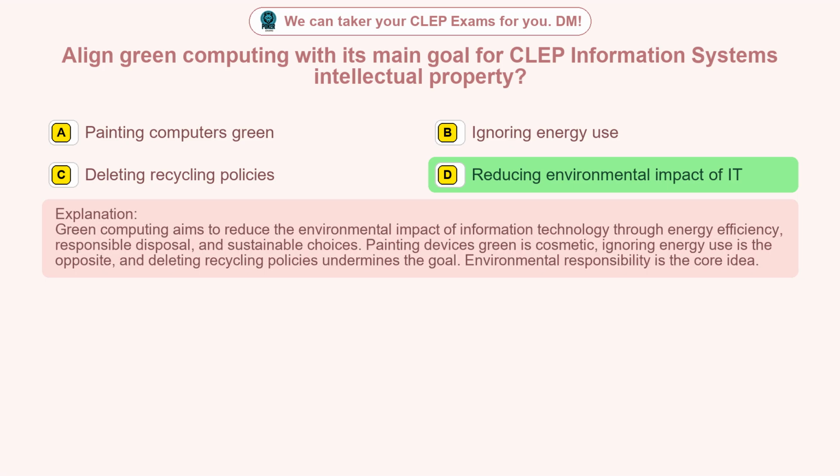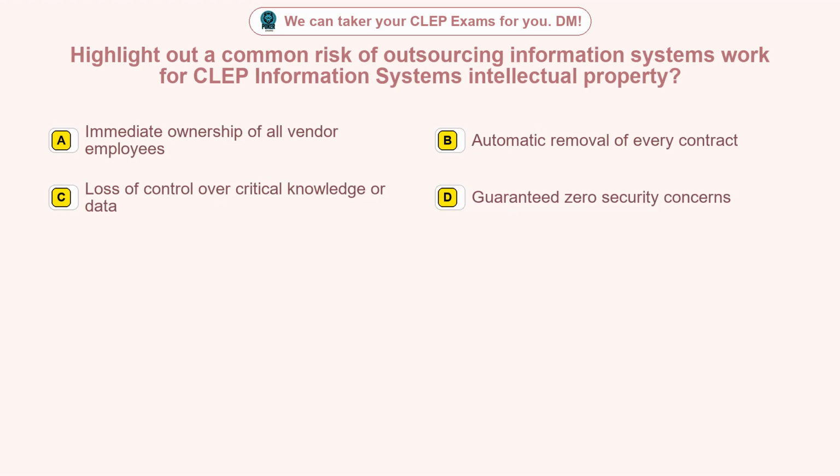Green computing aims to reduce the environmental impact of information technology through energy efficiency, responsible disposal, and sustainable choices. Painting devices green is cosmetic, ignoring energy use is the opposite, and deleting recycling policies undermines the goal. Environmental responsibility is the core idea. Question 96. Highlight a common risk of outsourcing information systems work for CLEP Information Systems intellectual property.